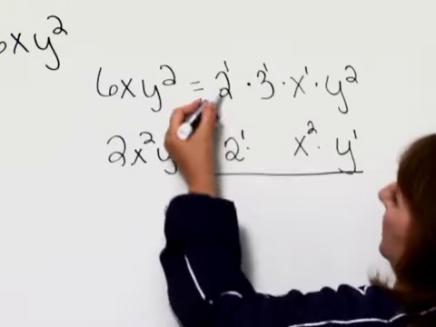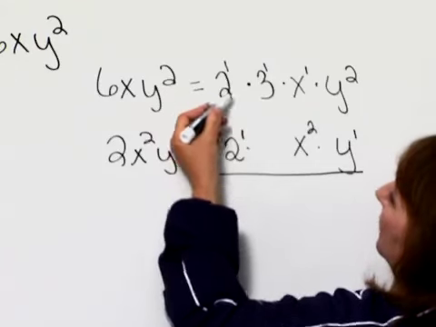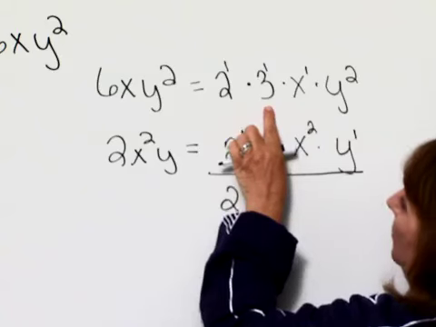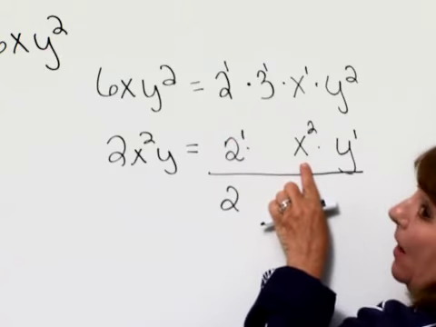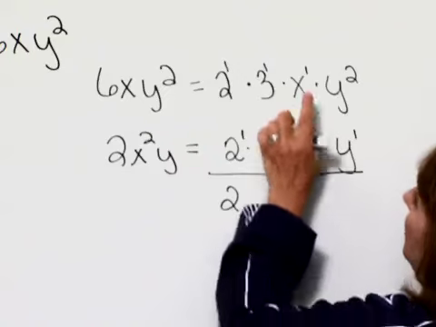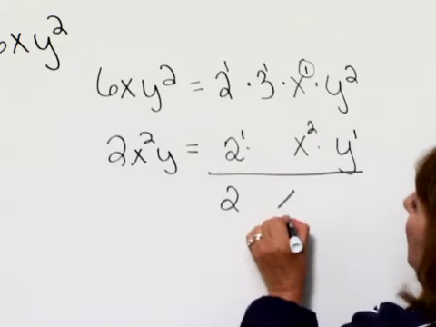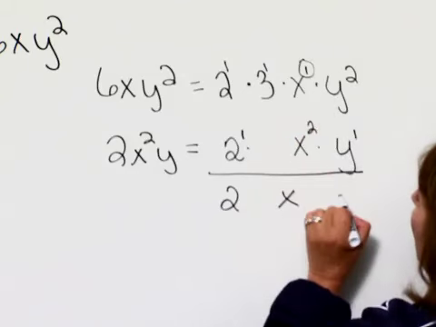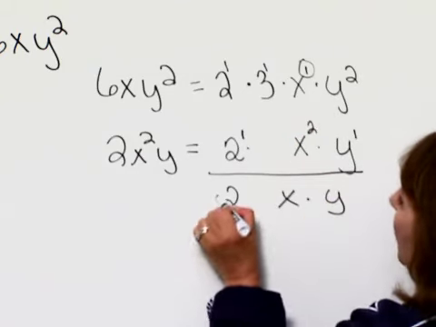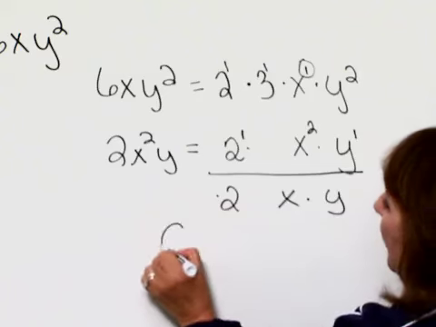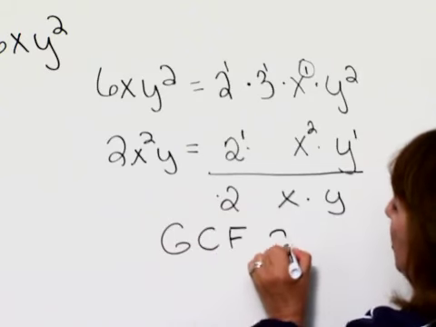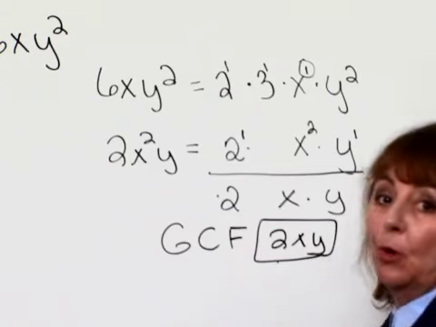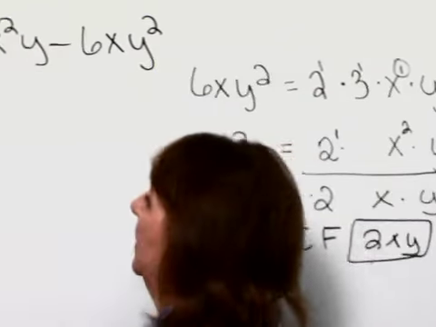Then we draw a line and we look for the common factor. The smallest factor that appears on either one is 2 to the 1. This is not a common factor, so we don't use 3. Both numbers have the x variable as a factor, but we want the smallest power, so it's x to the 1. Same on the y. We have y squared and y to the 1, we want the smallest power. So our greatest common factor is 2xy. This is the term we're going to factor out of our problem over here.